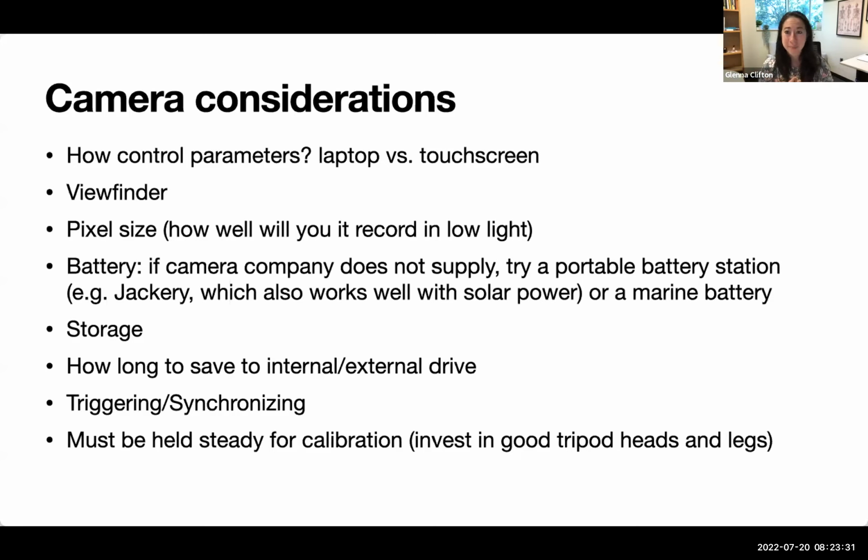Triggering and synchronizing can be quite tough in natural environments. Really long BNC cables, or figuring out how you're going to get your camera system triggered and synchronized. So think about how a prospective camera system does that.